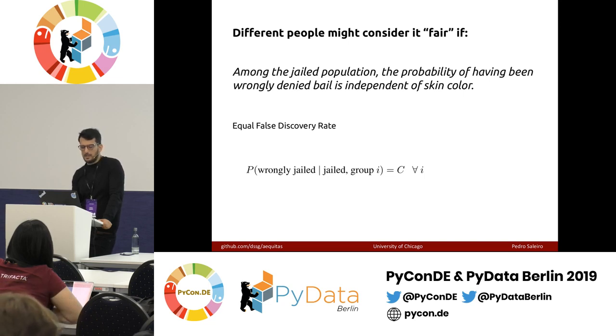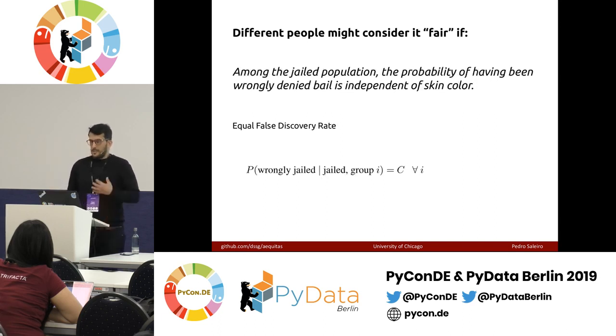So it's among the jail population. So the people that got positive predictions, so you remember the threshold, the ones that get above the threshold. Among all that population, the probability of having been wrongly denied, so the probability of having false positives, conditioned on being denied bail, is independent of the skin color. So this is the equal false discovery rate. And once again, this is equal precision, because false discovery rate is 1 minus precision. It's from the predicted positives, how many false positives you get.